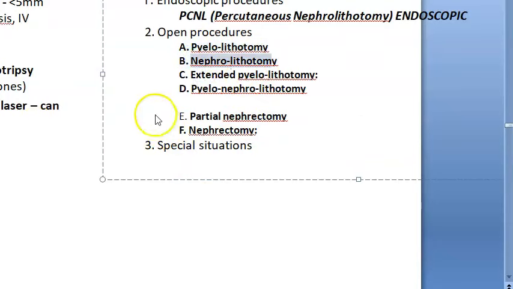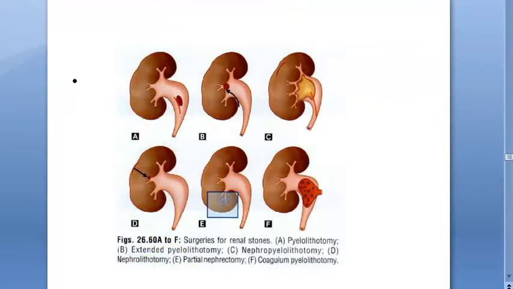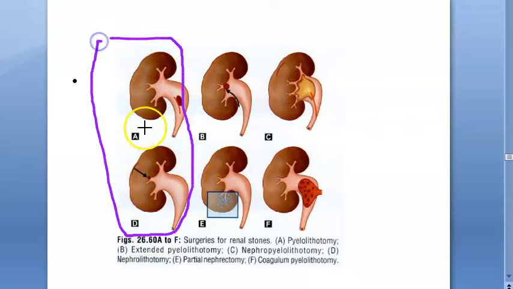What's the difference? So depending on the location of the stone, you have different procedures. Just let's look at some photographs to understand. So if you look at these two images, A and D. A is actually pyelo-lithotomy and D is nephro-lithotomy. So just look at this. Pyelo is more in the pelvis and nephro is more in the parenchyma, kidney parenchyma.